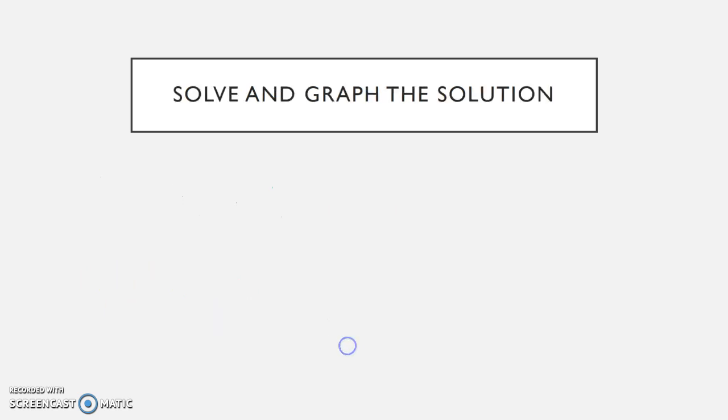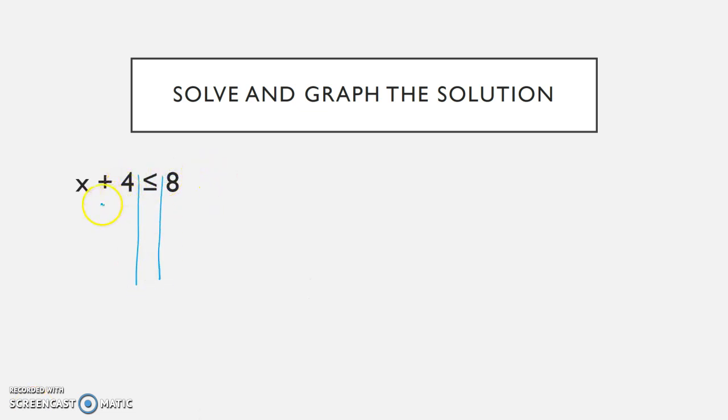Let's go ahead and keep going. Here we need to solve and graph. So these are going to be one-step inequalities. And then once we find our answer, we're going to put that on a number line. So we've got x plus 4 is less than or equal to 8. I'm going to draw my railroad tracks.